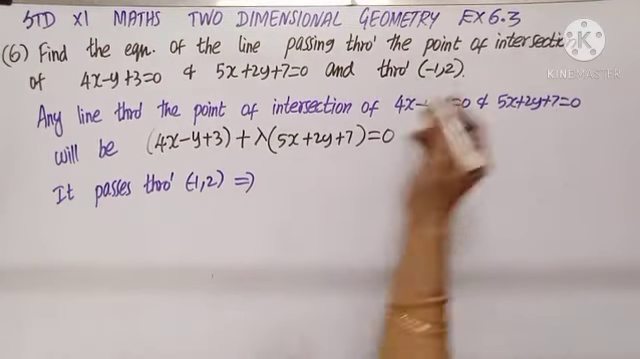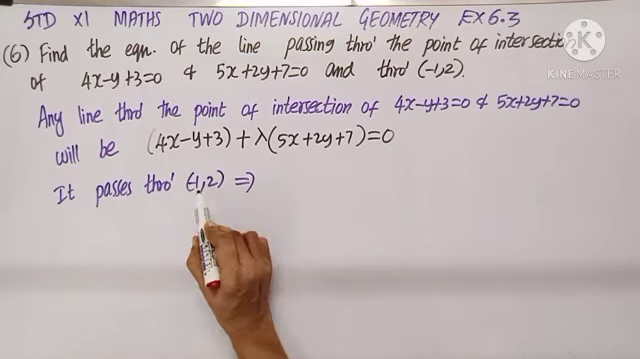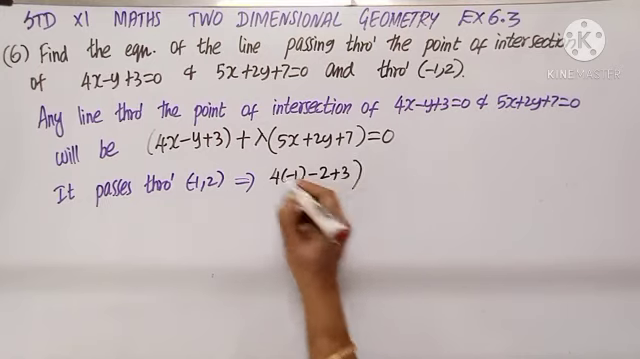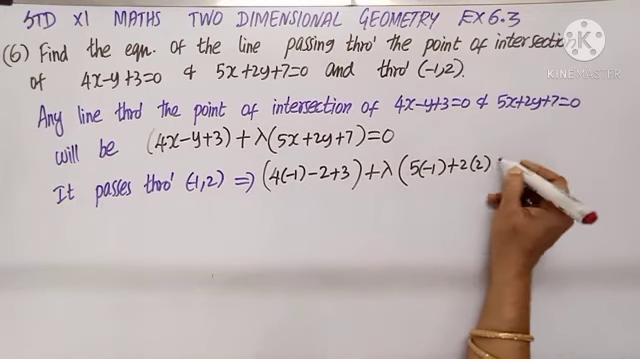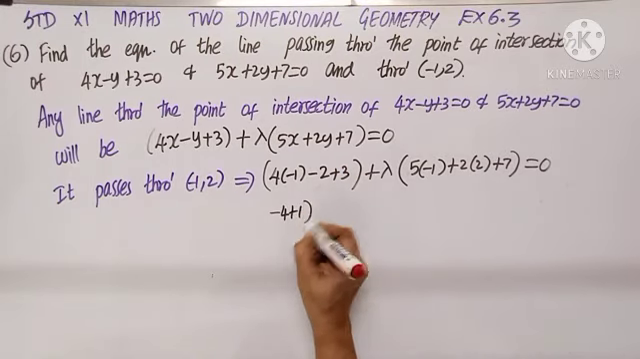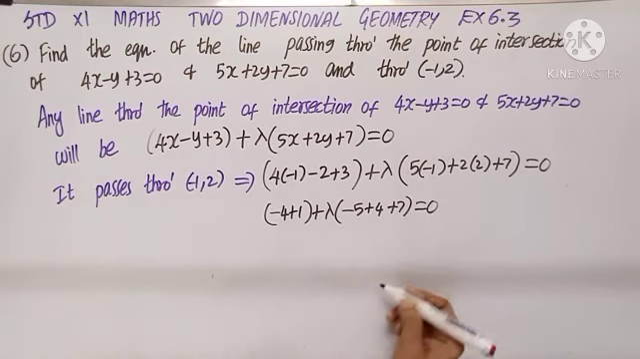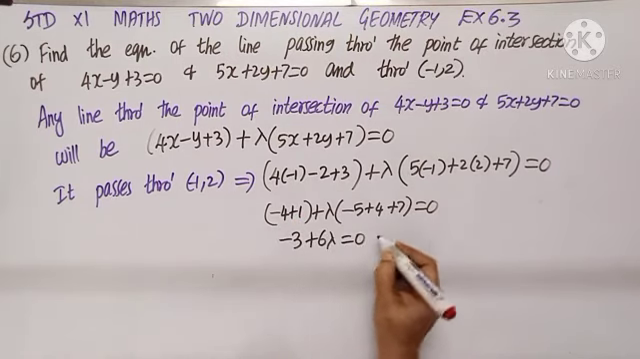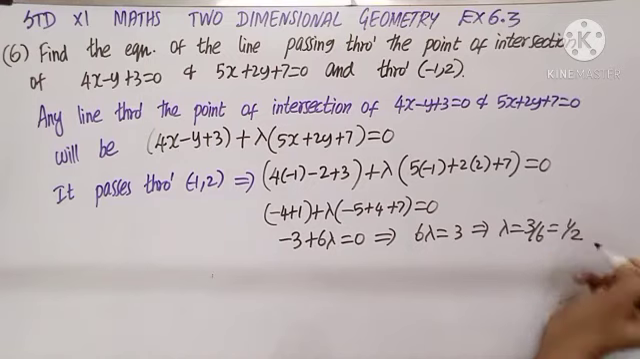Given it passes through minus 1, 2. What do you mean by passing through? Wherever x comes, minus 1, wherever y comes, 2. 4 into minus 1 minus 2 plus 3 plus lambda into 5 into minus 1 plus 2 into 2 plus 7 equals 0. Minus 4, 3 minus 2 is 1, plus lambda into minus 5 plus 4 plus 7 equal to 0. Or minus 3 plus 6 lambda equals 0. 6 lambda is 3, or lambda equals 3 by 6, that is 1 by 2.